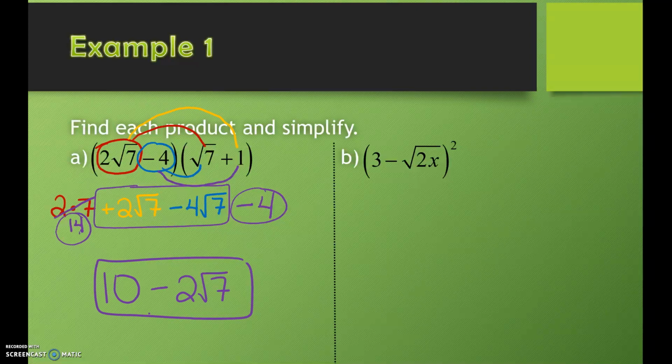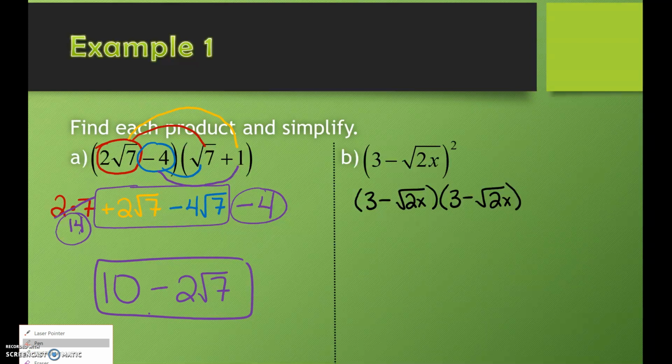Okay, in B, you have to think about the fact that this is really 3 minus the square root of 2x times itself. 3 minus the square root of 2x. So you need to double distribute or FOIL the same as we did before. So first, 3 times 3. That's the easy one. You're right, it's 9.